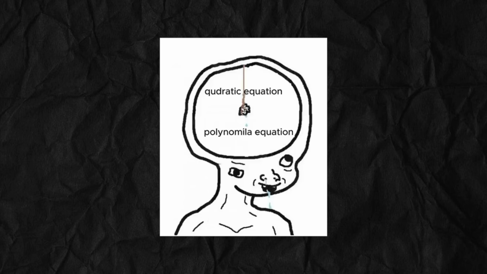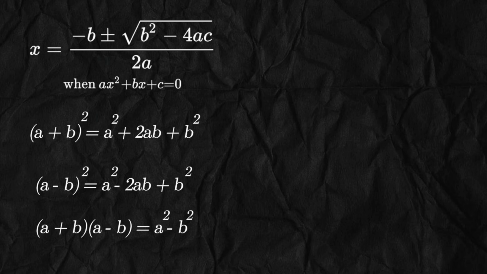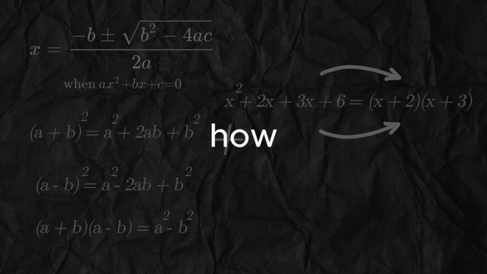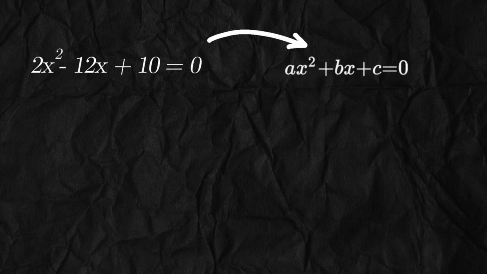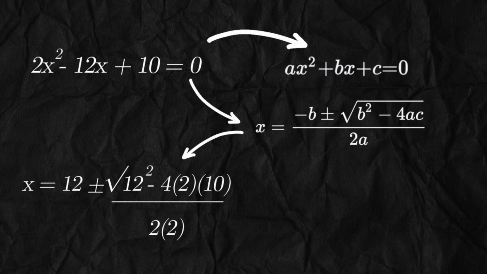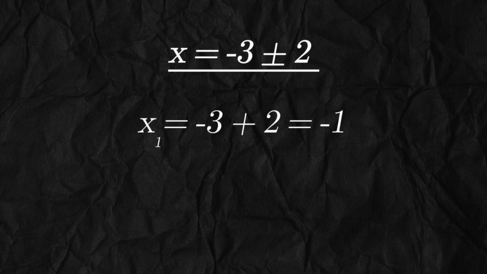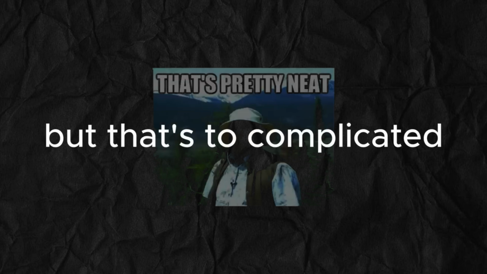Okay, now that we know about these equations, we need to actually be able to solve them. These 4 formulas plus some extra methods pretty much explain step by step how. Looking at a quadratic equation, we will see that it's basically the same as the first formula. If we then plug the numbers into the formula and then simplify, we will find out that the value x1 equals -1 and x2 equals -5. This is pretty neat, but that's too complicated for us.